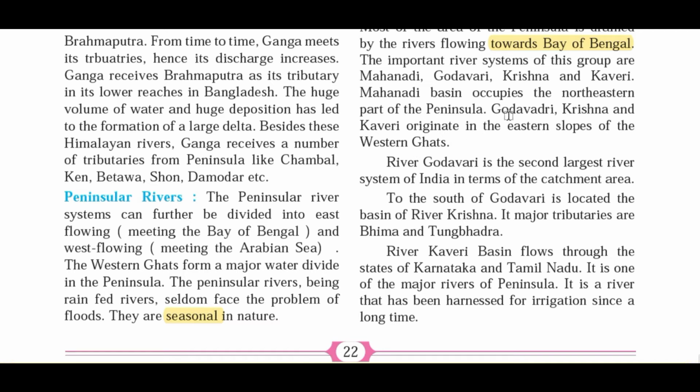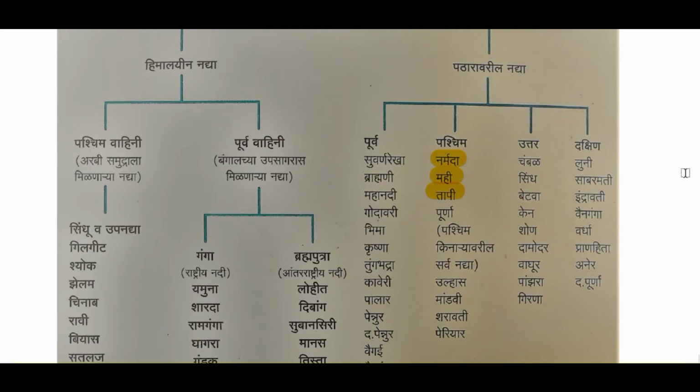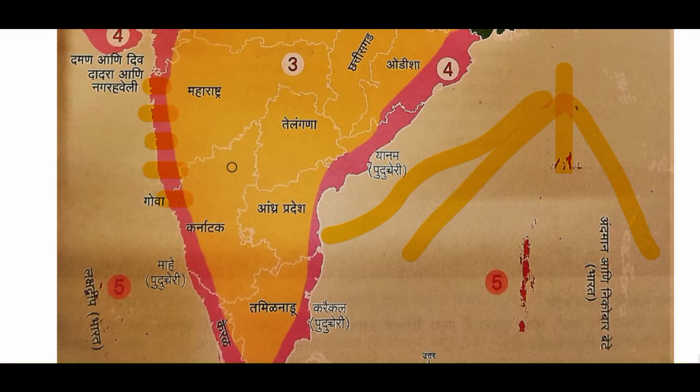Then the Godavari, Krishna, and Kaveri originate on the eastern slope of the Western Ghats. I have already told you about the different slopes of the Western Ghats. Here you can observe the Western Ghats spread like this. On the western slope, there are west flowing rivers which are very short in length and very high speed. They don't form deltas. And the rivers which originate on the eastern slope flow like this, and they form deltas at their mouths. So remember, this is the eastern slope of the Western Ghats.